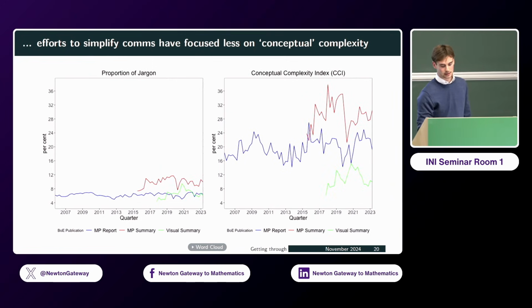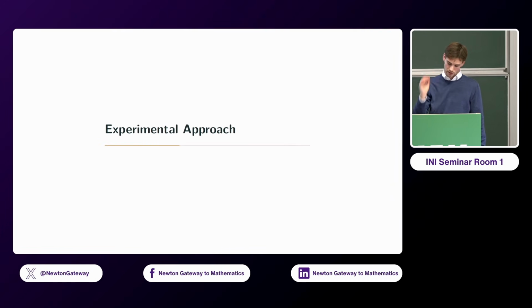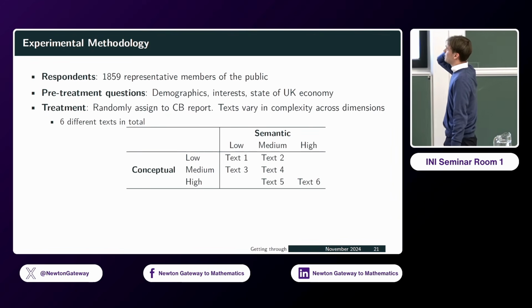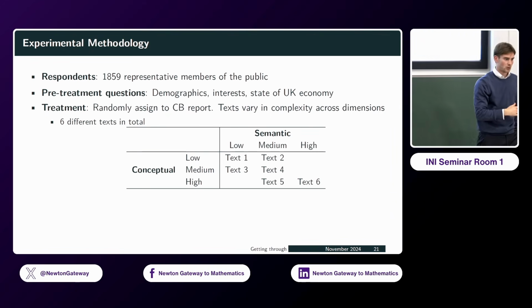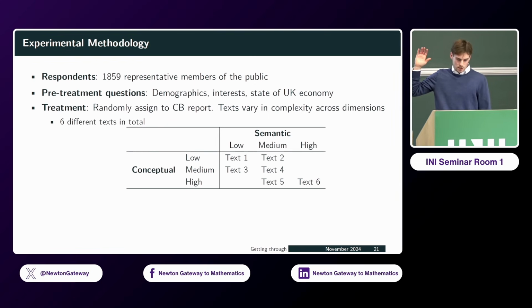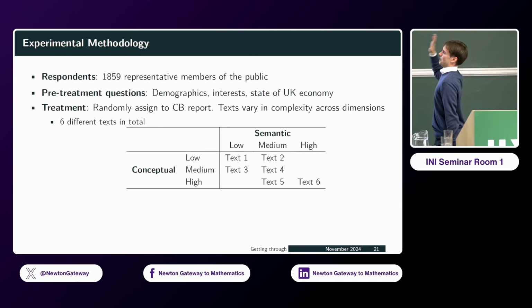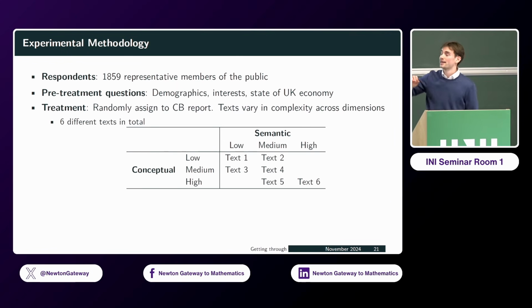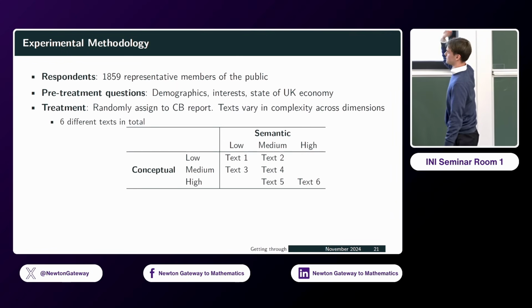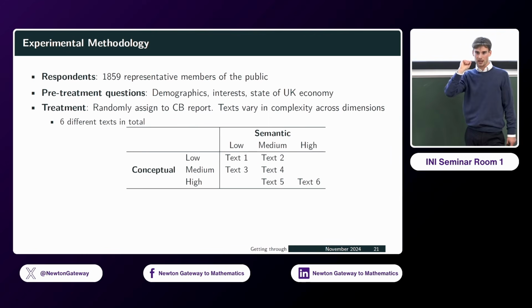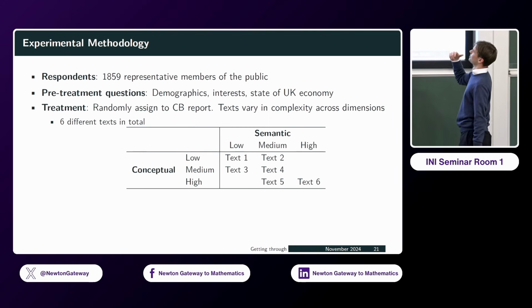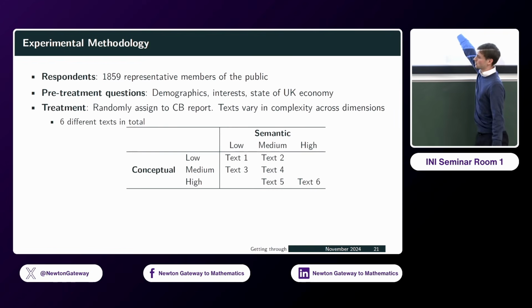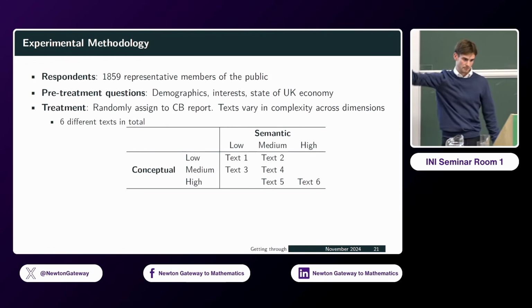And so to test this, we run this randomized control trial. We have 1,859 representative members of the public. We sort of ask them a load of pre-treatment questions, all the usual jazz, to capture their sort of demographic characteristics, their interests in an understanding of the state of the UK economy, and then we randomly assign these participants to hypothetical central bank reports. Right? And these central bank reports vary across conceptual and semantic dimensions of complexity from high to medium to low.